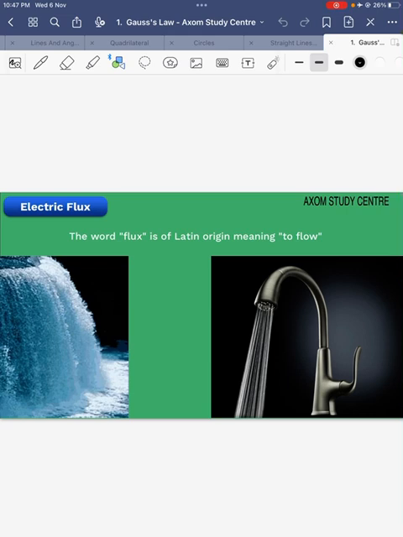So the word flux has come from a Latin word and it actually means to flow. So flux, in layman's language, is a measure of flow.